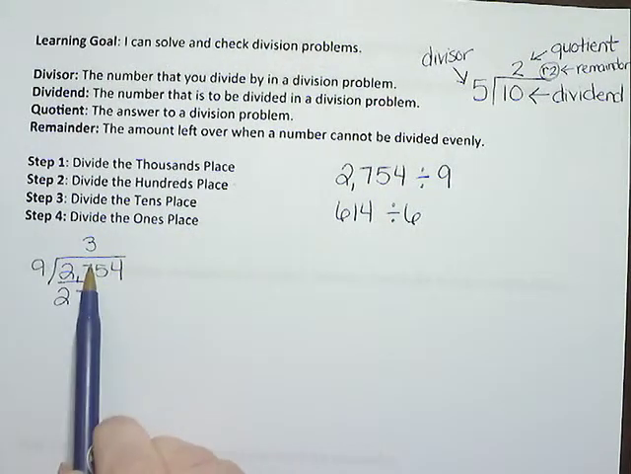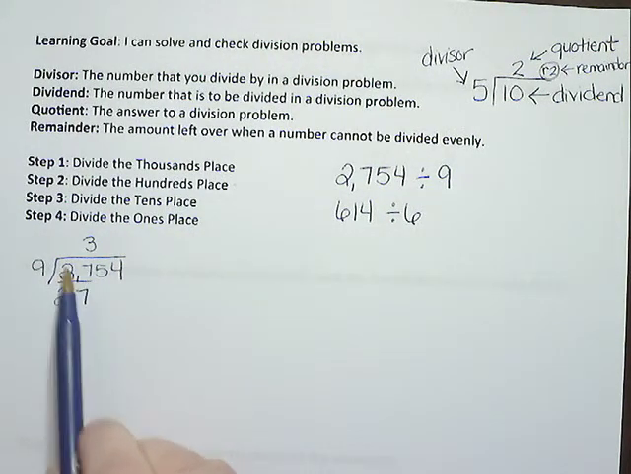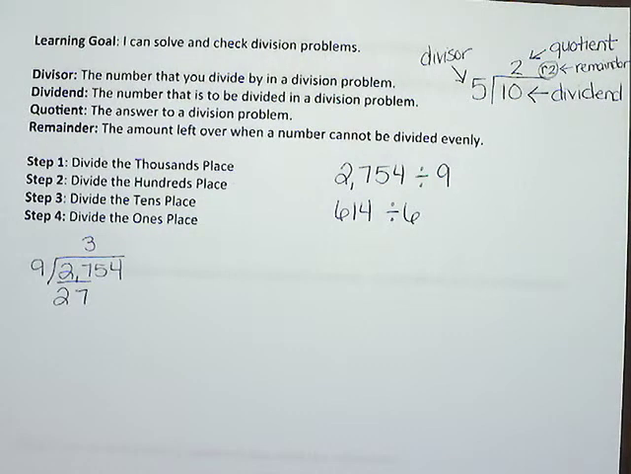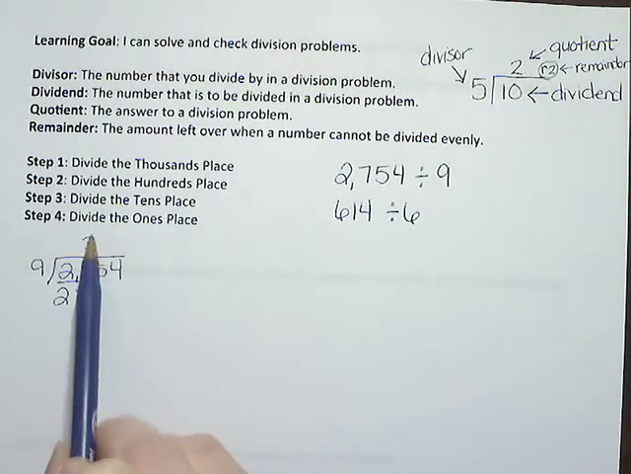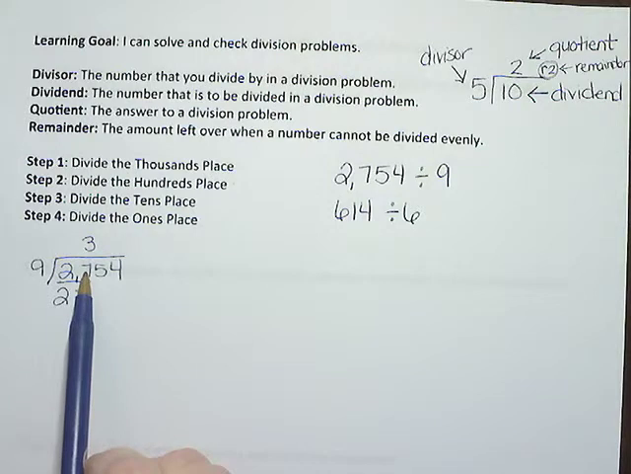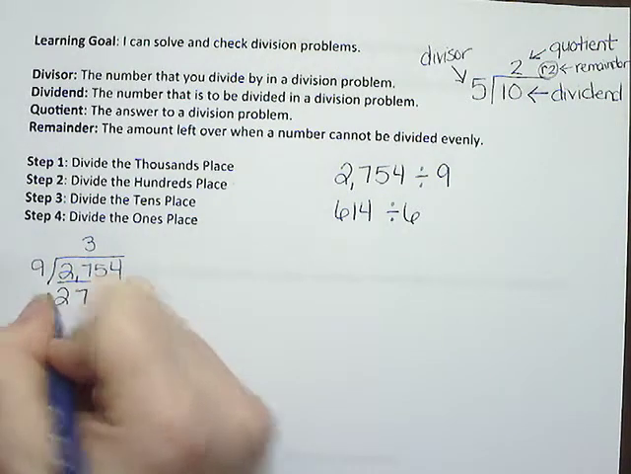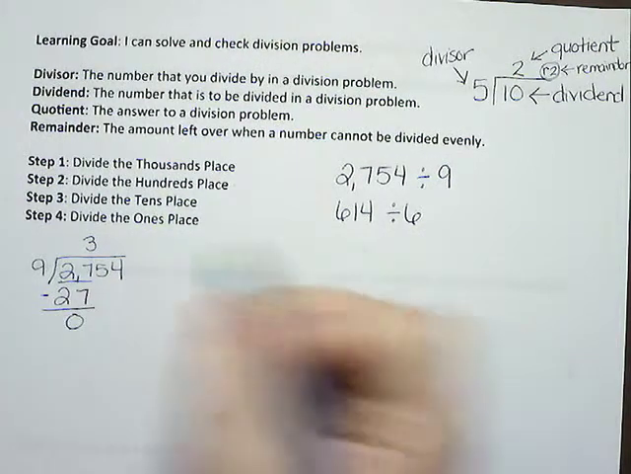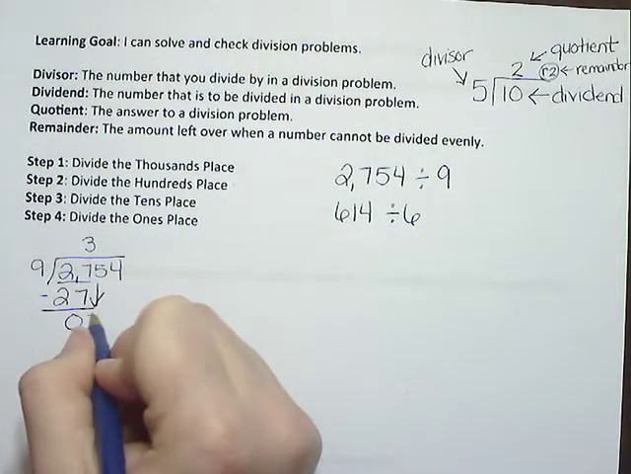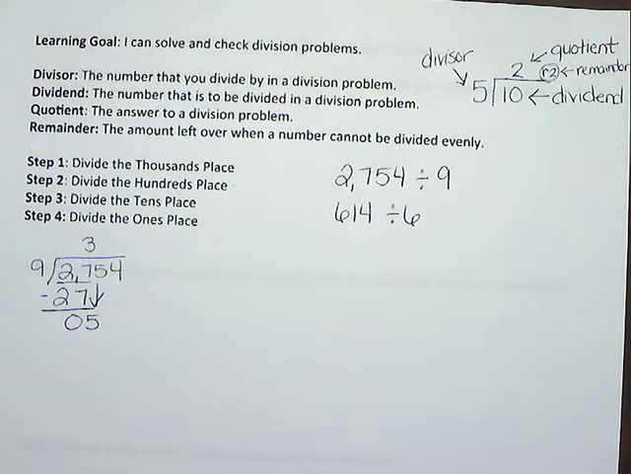So you're going to write your answer above the 7 because we're going into 27, not 2. If you were to write it above 2, it'd be incorrect. You want to make sure you write it above the last number that is being divided. So 9 times 3 is 27. Then you subtract. I have 0, so you bring down the 5.